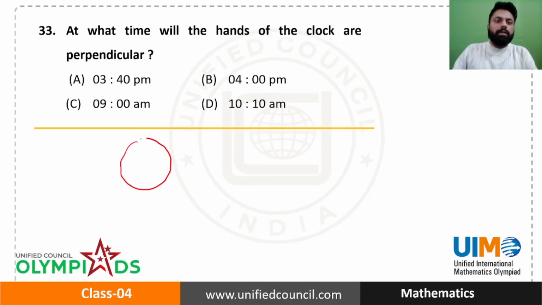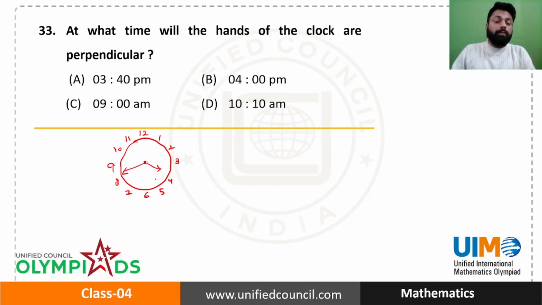So see, 12, 3, 6, 9, 4, 8, 7, 5, 2, 1, 11, 10. So for 340, it will be around 3 and 4, and this will be 40.